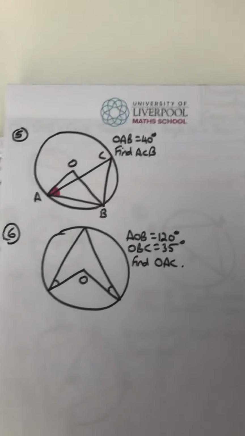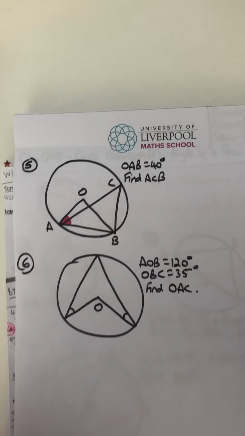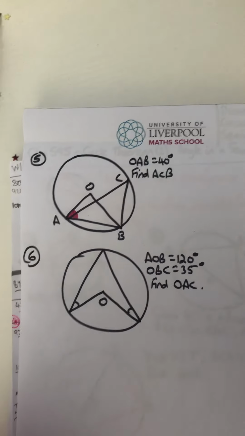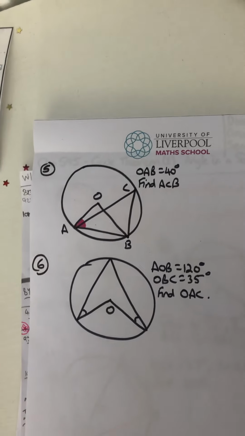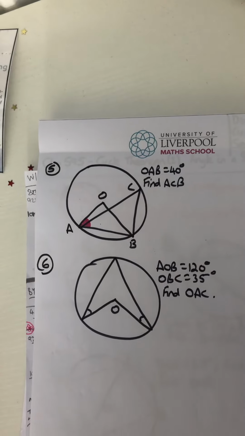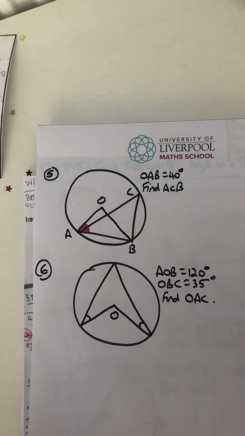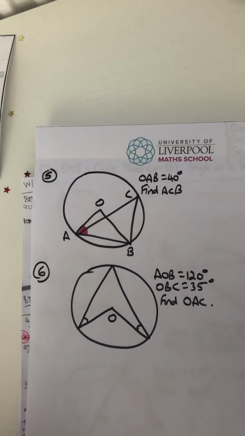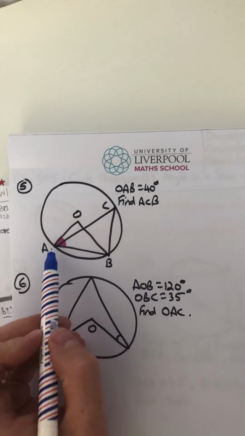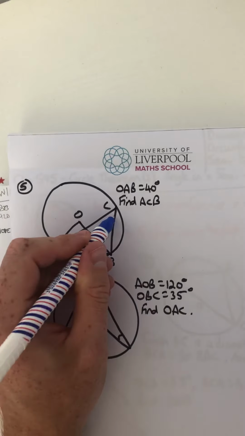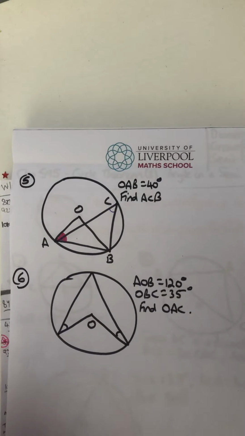Okay, first one, this is number 5. So it looks a little bit trickier, this one, but you just got to try and spot where the angles are linked to each other. So where's the angle at circumference and where's the angle at the centre? So you've got to try and find out what ACB is. So you're trying to find out this one. Okay?